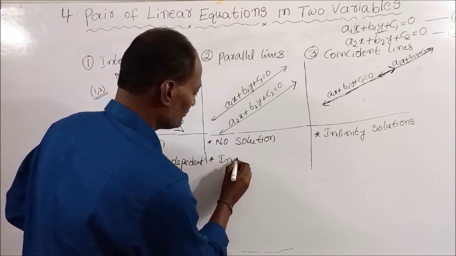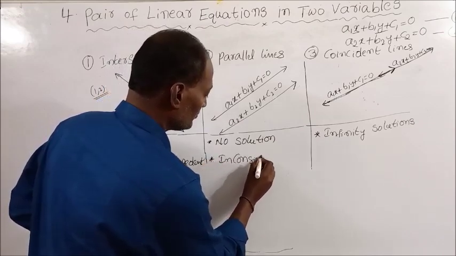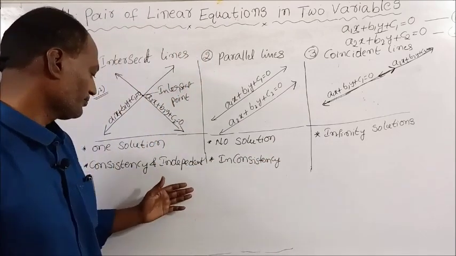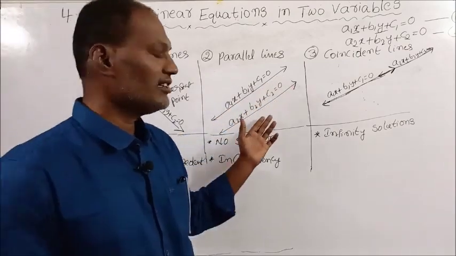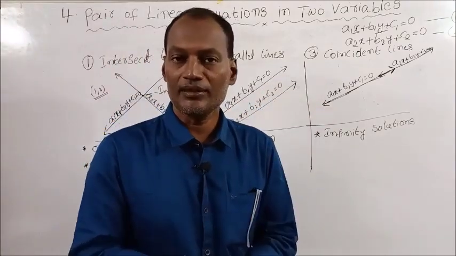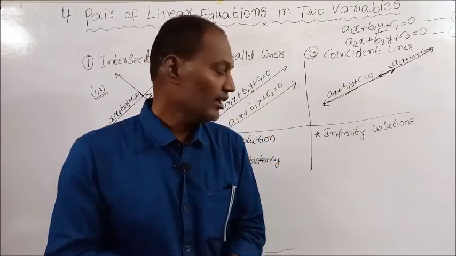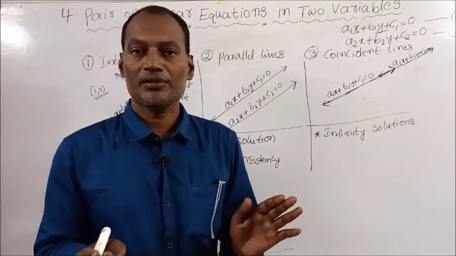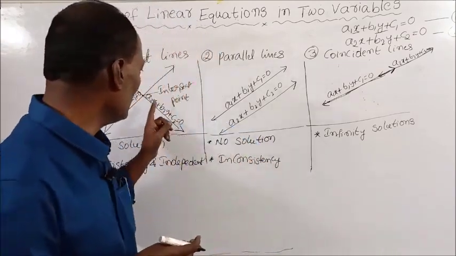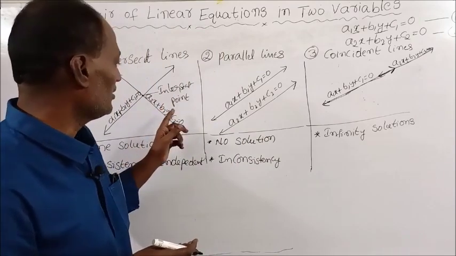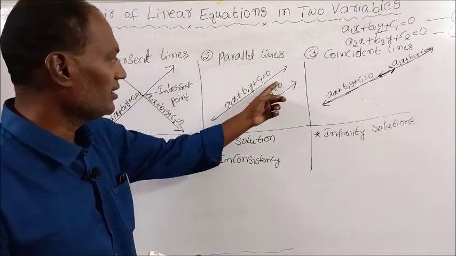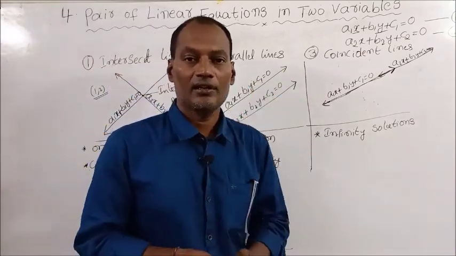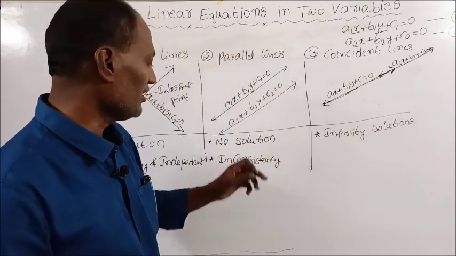Inconsistency means these values are different, the lines do not intersect. That's why these are inconsistency. No set of values satisfies the linear equations. This is different, this is different. They are going like this, very long. This is the parallel inconsistency.